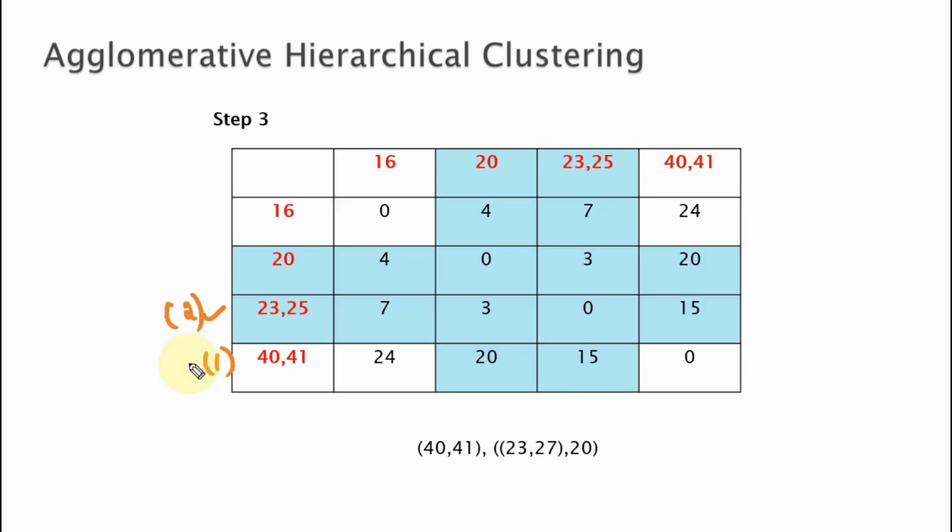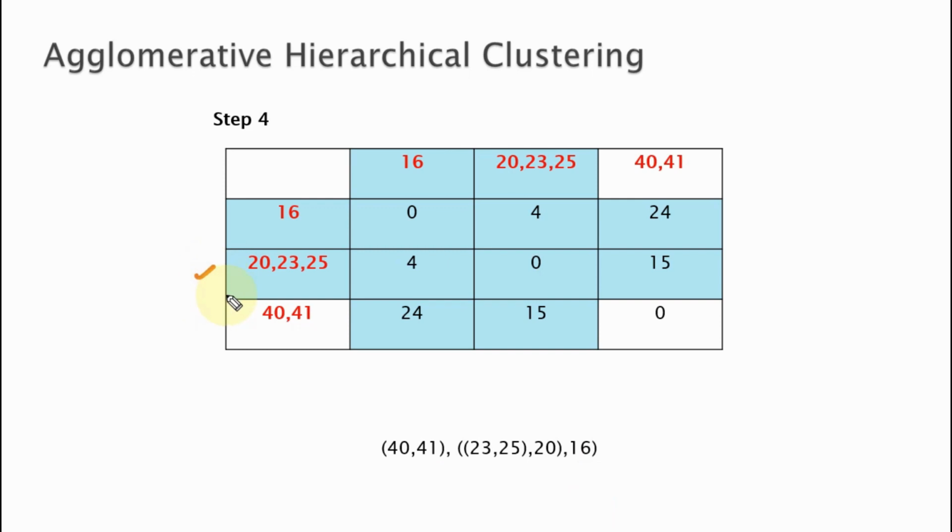This will be used in making the dendrogram. Now again we have to find the minimum distance, which is 3 here. As you can see here, 3 is the minimum. So now we will merge 20 with 23 and 25. We first merged 40 and 41. Then we merged 23 and 25, and after that we merged 23 and 25 with 20. So now can you see we have merged 20, 23 and 25.